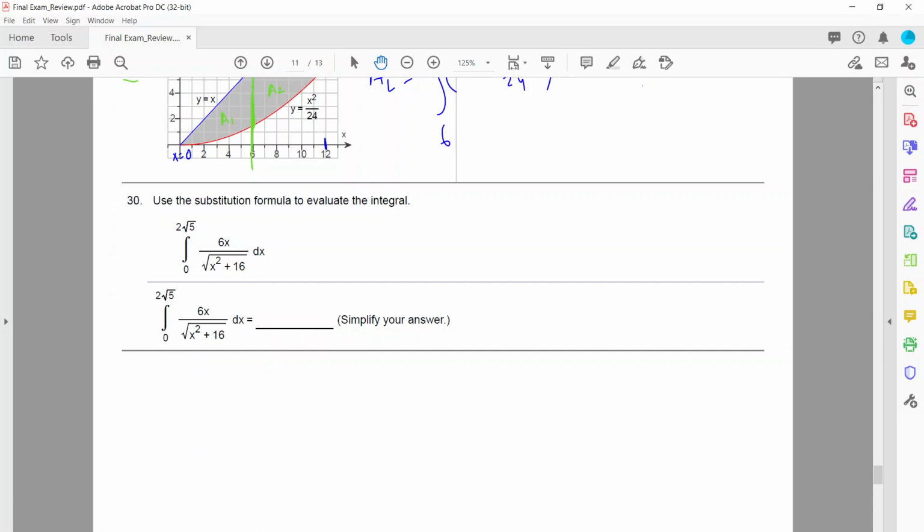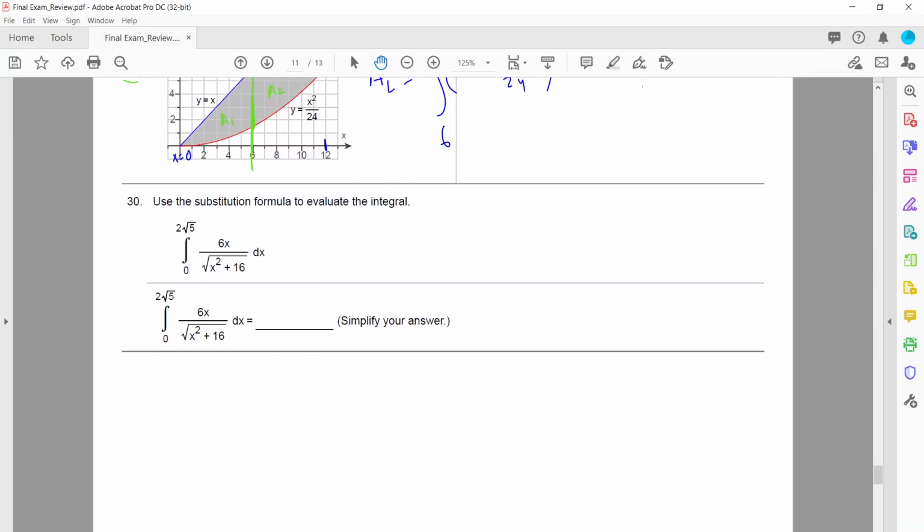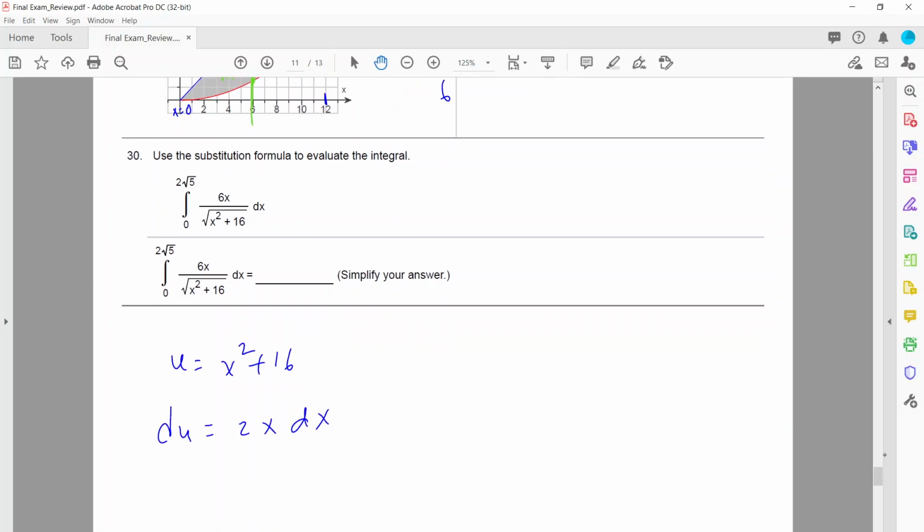For problem 30, you can use the substitution method for finding the integration. So I'm going to use the substitution. u equal x squared plus 16, then du is equal to 2 times x dx. Whenever we change the variable from x to u, we can also change the limits of integration. When x equal to 0, u would be 16. When x equal to 2 times the square root of 5, u would be, just put 2 times the square root of 5 here, 4 times 5 is 20 plus 16 is 36.